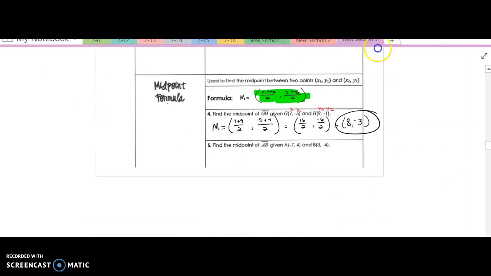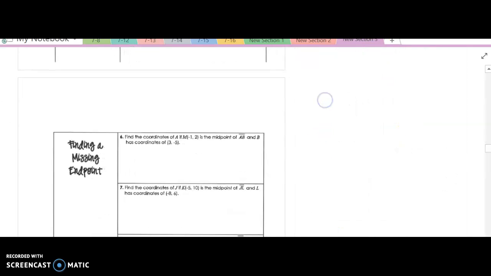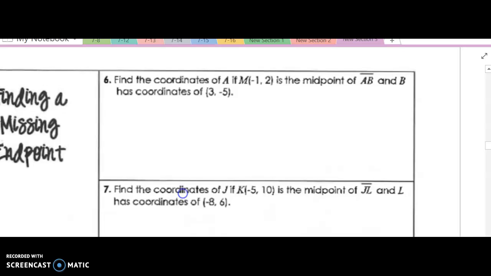Now, the last thing we're going to talk about is, what if we're given the midpoint and we've got to find the missing endpoint? So let's look at example 6 here. Find the coordinates of A. So this is what we're trying to find. If M, this point M, is (negative 1, 2), which is a midpoint, so let's highlight that. It's the midpoint of AB, and B has coordinates of (3, negative 5).